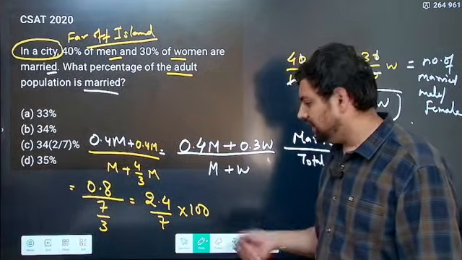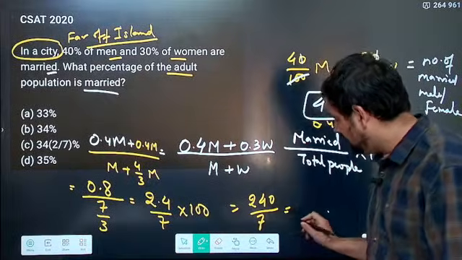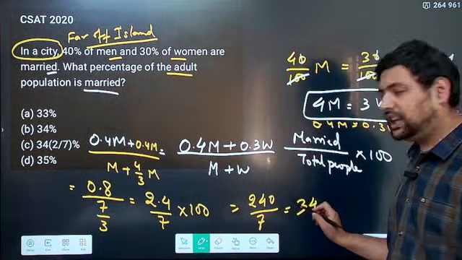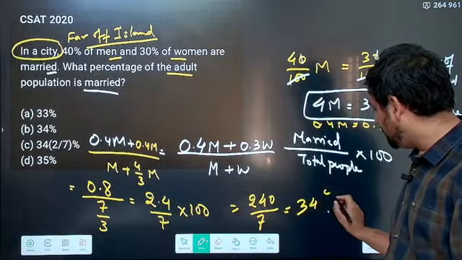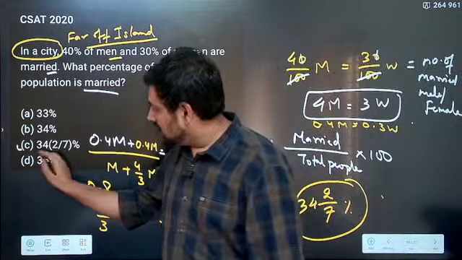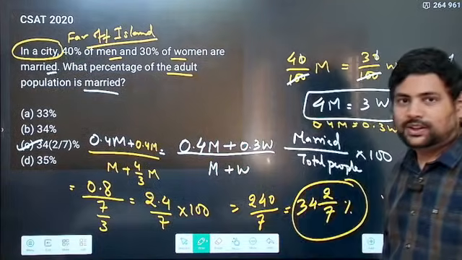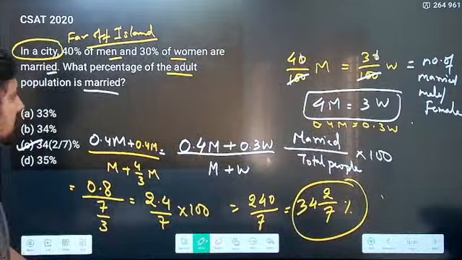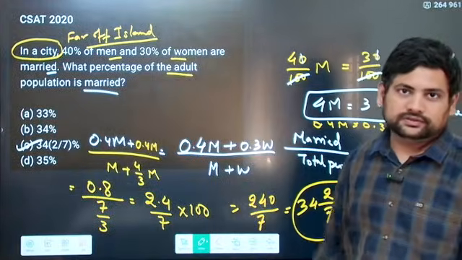How many times will this be divided? You can just multiply, so this becomes 240 by 7. How many times? This goes 3 times. Then 3 remains with 30. It goes 4 times. 2 remains with 20. Or you just have an option where 2 is left, division by 7. So 34 2 by 7%. C becomes the answer. Okay, a little bit of calculation, but otherwise fine. The main concept was that you identify that the number of men and number of women who are married is equal.